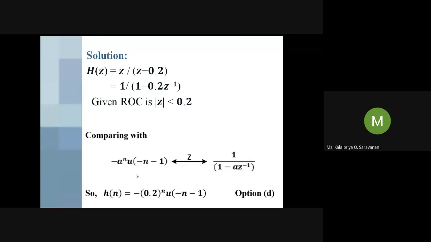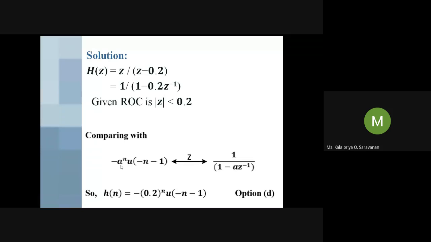So the basic Z transform expression I have given here. If any signal is of the form minus A power N U of minus N minus 1, that is a left-sided signal. The Z transform of such a signal will be 1 by 1 minus A Z inverse. Now compare this expression with what we have got, 1 by 1 minus 0.2 Z inverse and 1 by 1 minus A Z inverse. Aren't they both the same? So simply equate both and find A. A is nothing but 0.2.